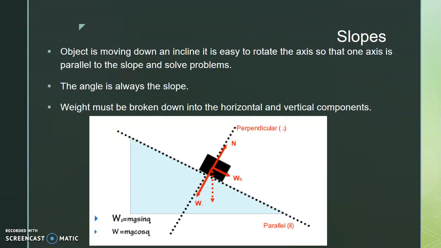Alright, so now we're going to move to slopes. So an object is moving down an incline. It is easy to rotate the axis so that one axis is parallel to the slope, and then we can solve the problems. The angle is always the slope given, and the weight must be broken down into the horizontal and vertical components. Again, if you don't see the triangle here, the weight is going to be pulling down the gravity, but we can break it into vertical and horizontal components compared to the surface. And there's your triangle that you can solve for your vectors down here.